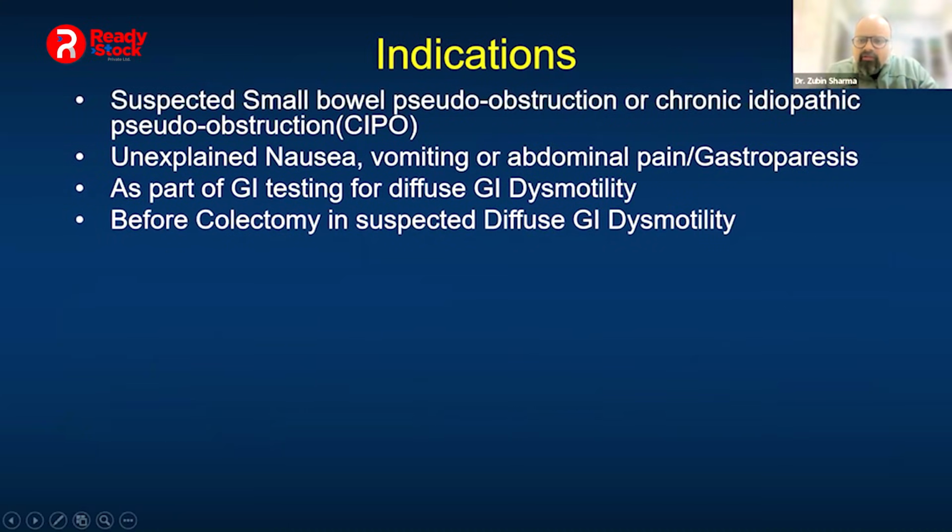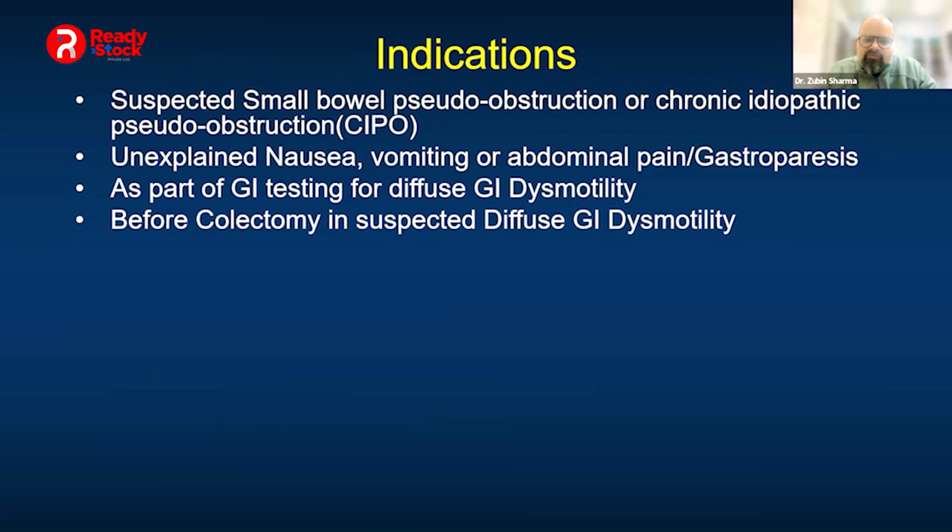What are the indications? Where do we do the study? Most importantly, it is suspected small bowel pseudo obstruction or chronic idiopathic pseudo obstruction. It is SIPO. This is extremely common with our pediatric colleagues where they are referred for this particular study. In adults, for GI medicine, we use unexplained nausea or vomiting, abdominal pain, gastroparesis. So having that age-old thing of food residue being in the stomach to diagnose gastroparesis will still miss at least 30% of patients who have gastroparesis.